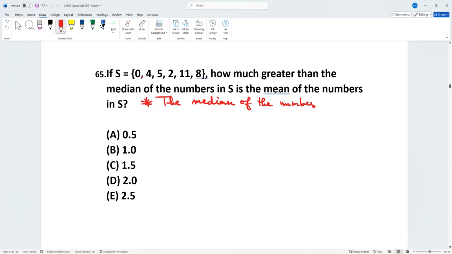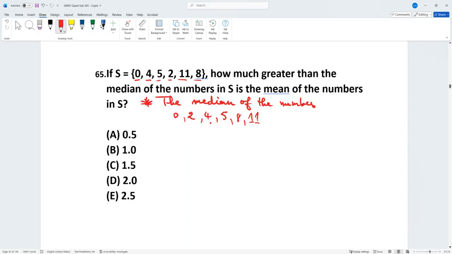Okay, so here we have 0, 4, 5, 2, 11, 8. So we are going to classify them from the least to the greatest. Here we're going to take 0, and then 2, which is the next, and then 4, then 5, then 8, and then 11. Now, in order to find the median, we need to find how many numbers we have in our set. We have 1, 2, 3, 4, 5, 6.